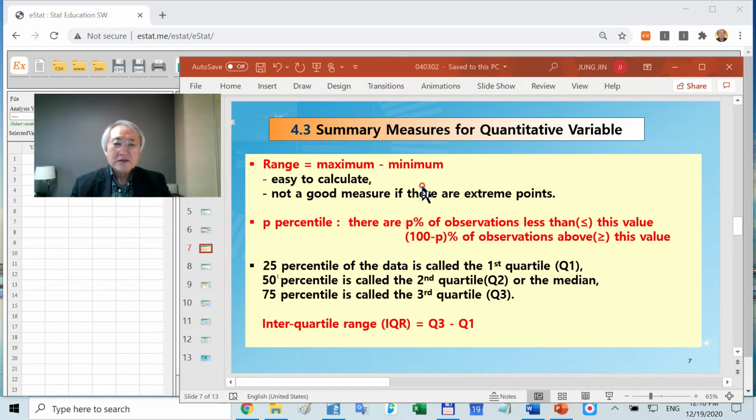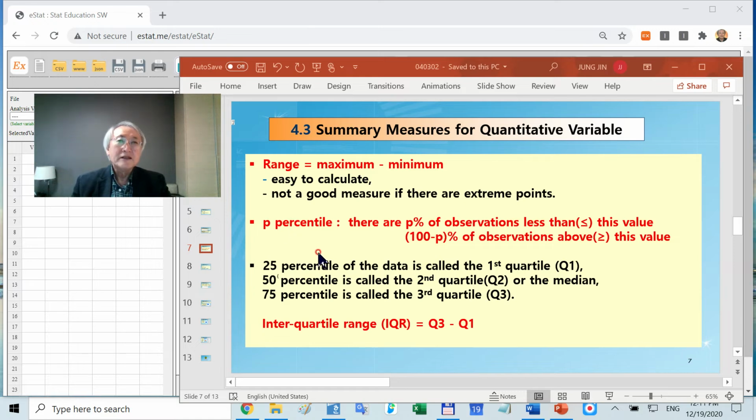But range is simple, it's not a good measure because if there is an extreme point, there are too many changes. Instead, they are using IQR, the interquartile range. It's a variation of the range. In order to know that, you need the P percentile.